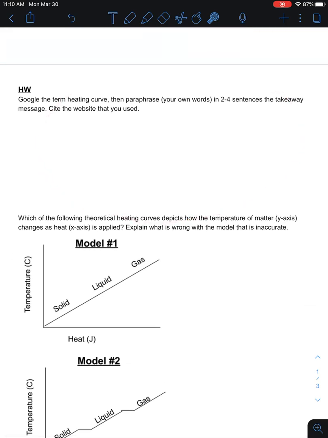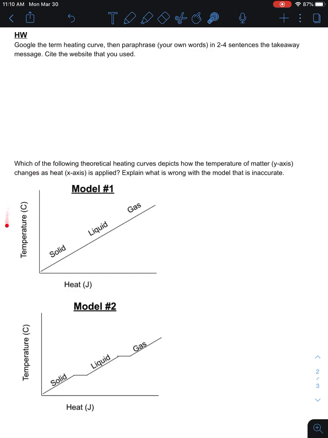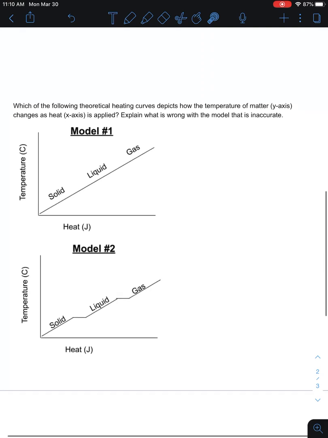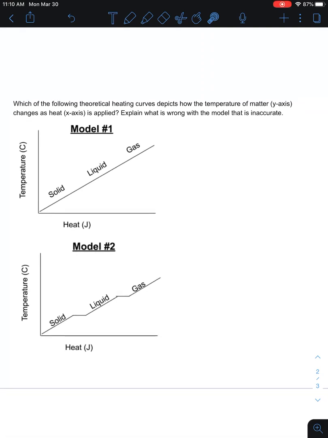And then based on what you said here, figure out which of these models. Model number 1, where you have a linear increase in heat, or linear increase in temperature as heat is applied, solid, liquid, gas. Or do you have model number 2, where you see a linear increase of temperature as heat is applied, and then a plateau, where temperature does not change, then a linear increase as heat is applied to a liquid, and then a plateau, and then a linear increase in temperature as heat is applied to a gas? Which model is correct or incorrect? I think I actually say explain what is wrong with the model that is incorrect.